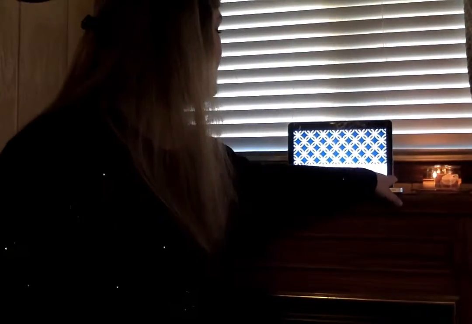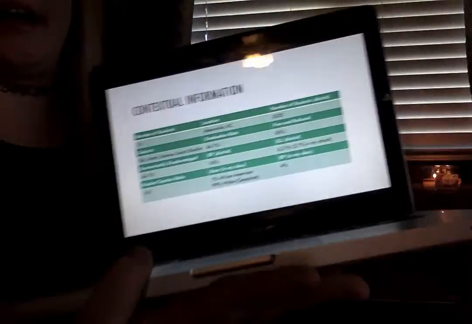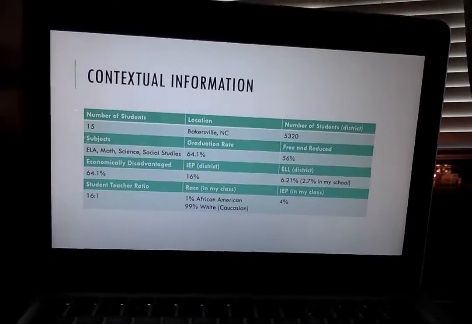PPAP Presentation Task 4. This is my contextual information chart that I have on my PowerPoint.